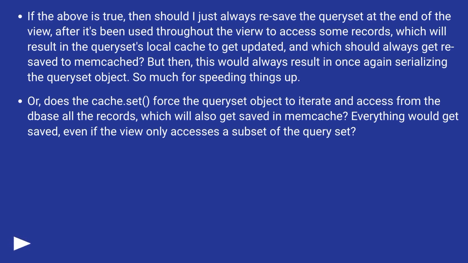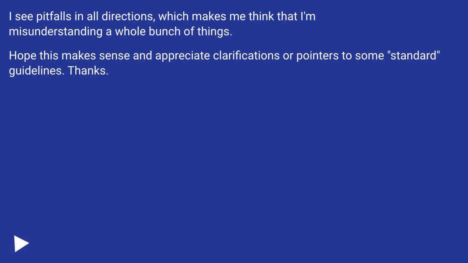Or, does the cache.set force the query set object to iterate and access all the records from the database, which will also get saved in memcached? Everything would get saved, even if the view only accesses a subset of the query set. I see pitfalls in all directions, which makes me think that I'm misunderstanding a whole bunch of things. Hope this makes sense and I appreciate clarifications or pointers to some standard guidelines. Thanks.